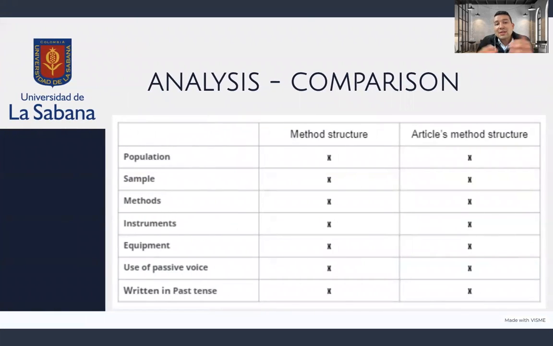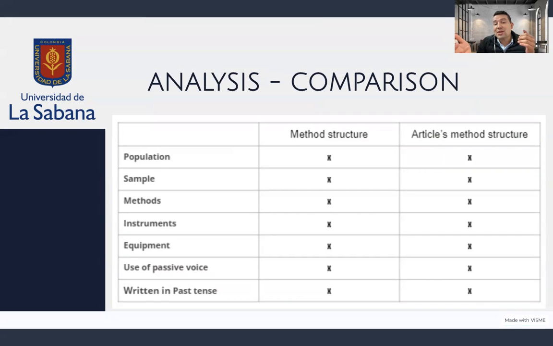Perfect. So relating to the analysis and comparison between the method structure, let's remember that a method, according to the gold standard, should include the population, the sample, the methods, the instrument, the equipment, the use of passive voice, and writing in past tense. So those are the items or the criteria that we should include in a method.